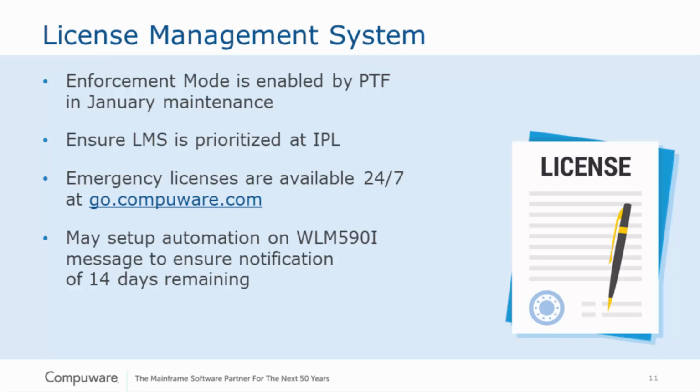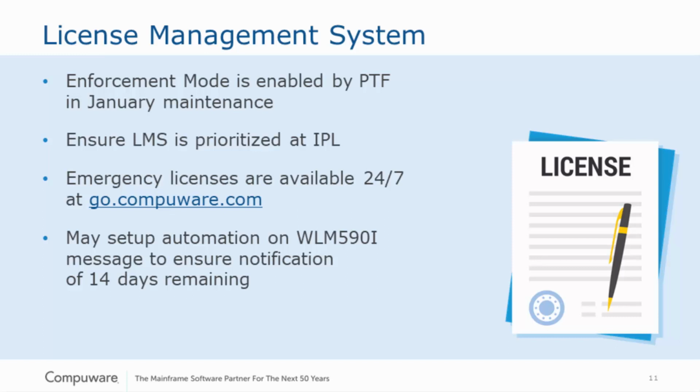Emergency licenses are available 24 hours a day, 7 days a week at go.compuware.com. So if you do need a license, you can get one immediately, regardless of the time of day that you need it. If it is in the middle of the night, the next day somebody will contact you to get you the correct license. But that license, I believe, will be good for a couple of weeks.